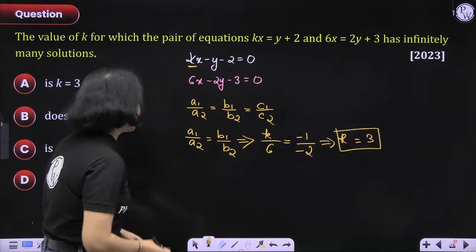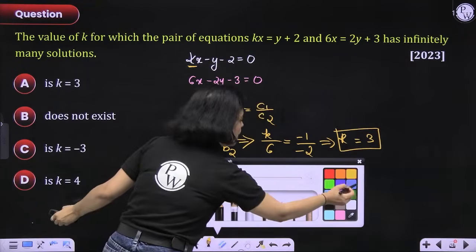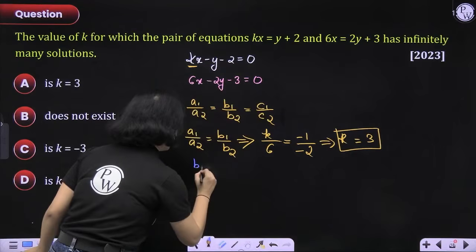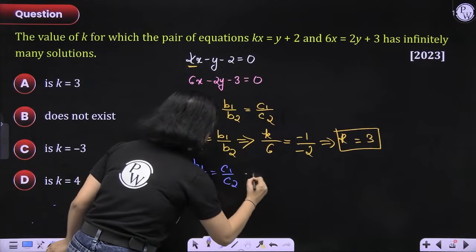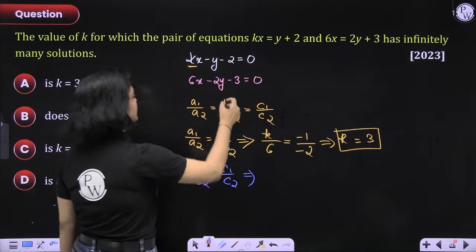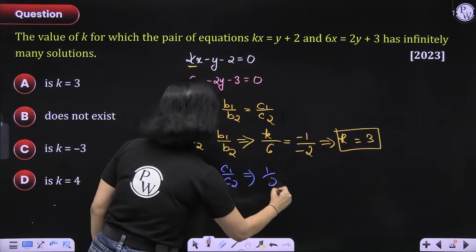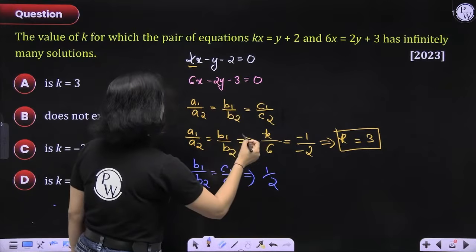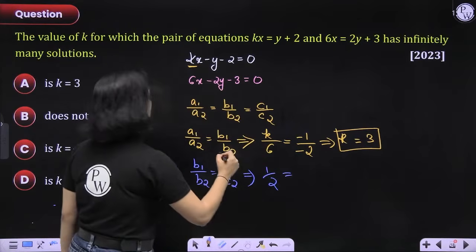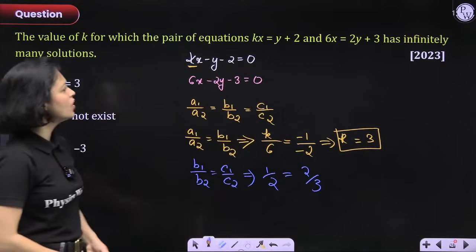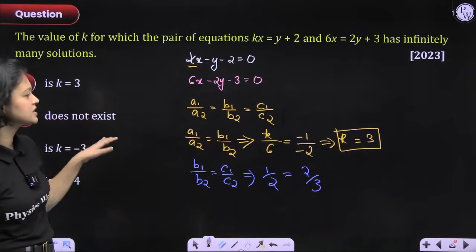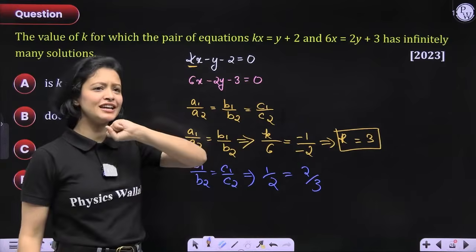So, let's take b1 by b2 is equal to c1 by c2. And let's check. Okay? So, if we do that, in b1 by b2, we can clearly see that 1 by 2 is equal to 2 by 3. Oh, okay. Wait. This was an interesting question, guys.